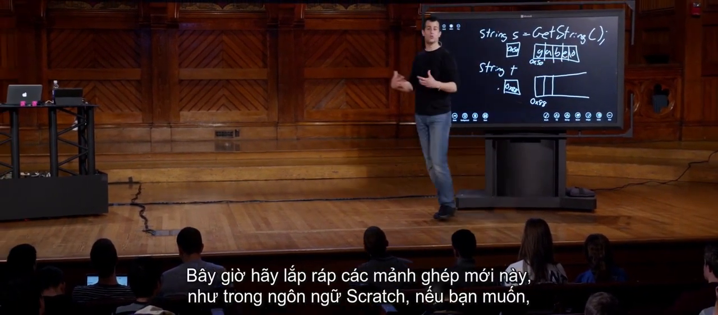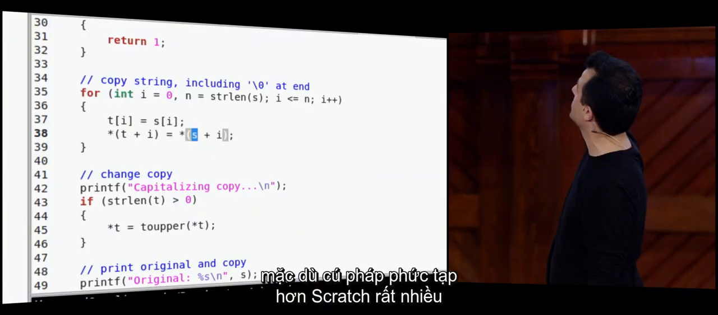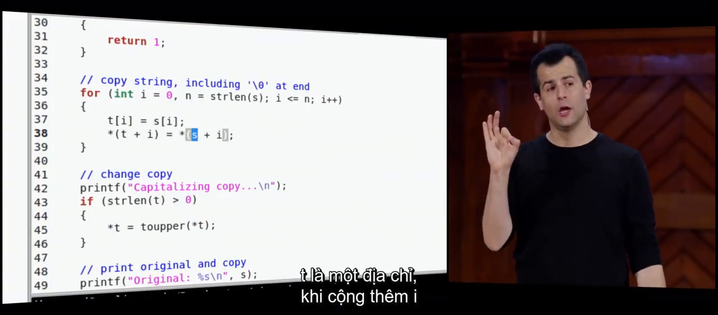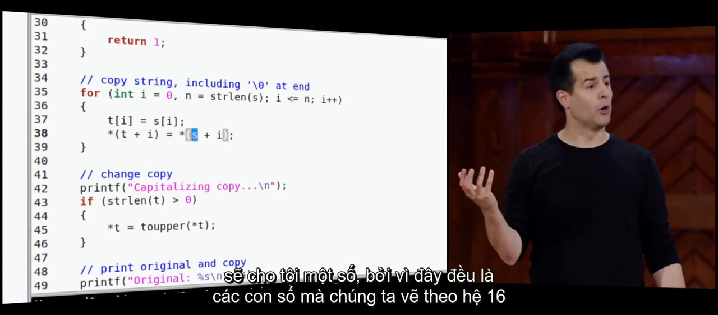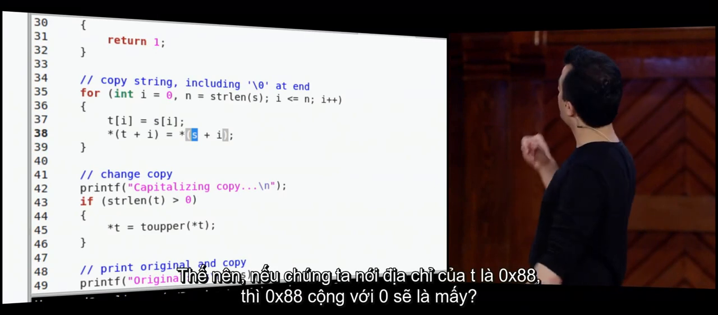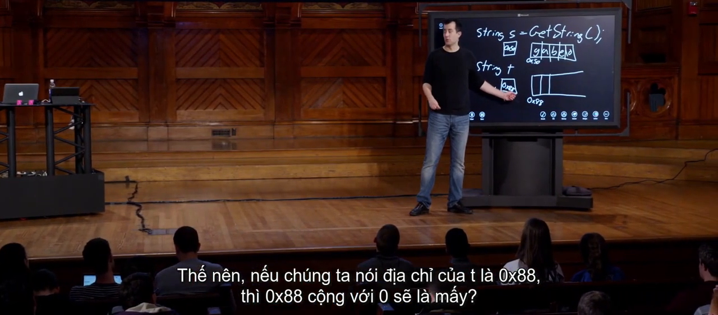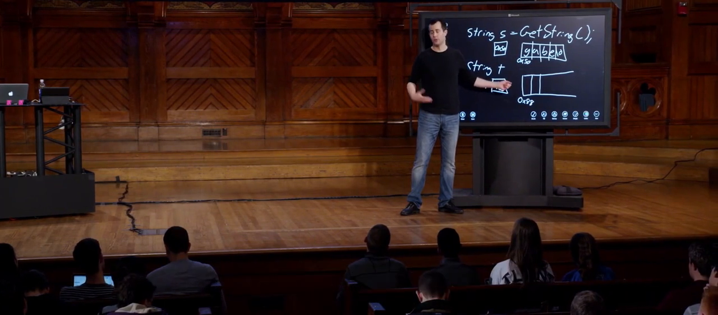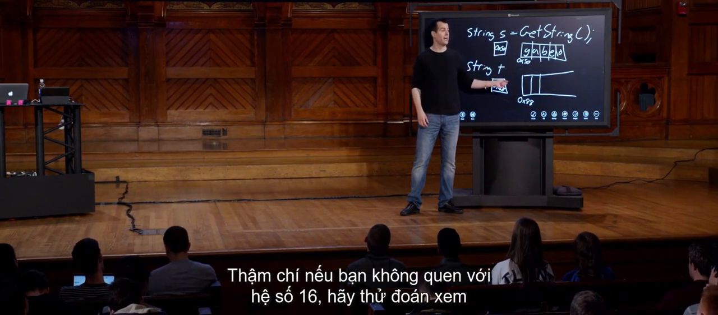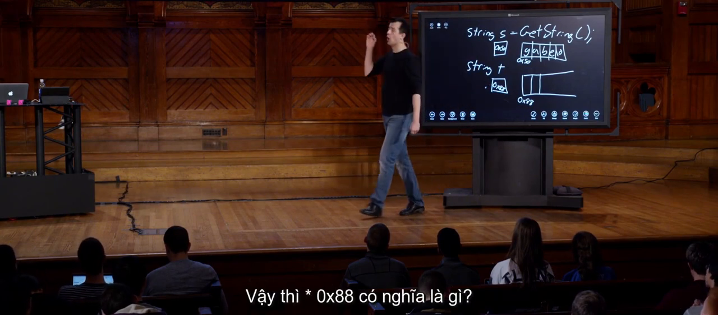So let's assemble these new Scratch-like puzzle pieces, if you will, even though, again, the syntax is far more arcane than Scratch. So T is an address, plus I is going to give me a number, because these are all numbers that we've been drawing as hex, but they're just numbers. So if the address of T we said was 0x88, what's 0x88 plus 0? Even if you're not comfortable with hex yet, take a guess. Still 0x88. So what does star 0x88 mean?